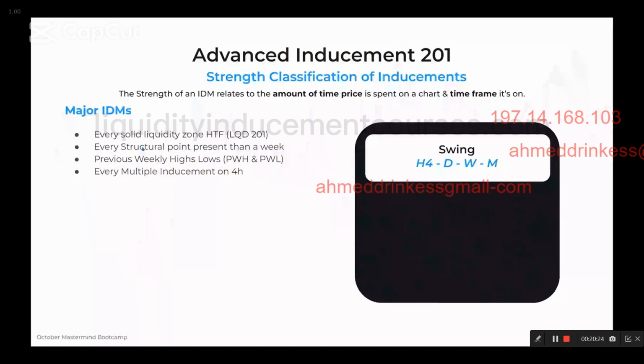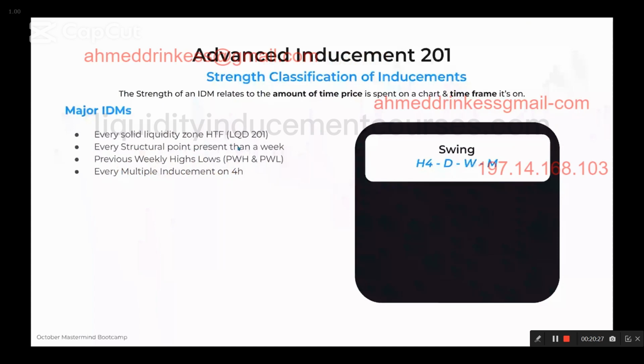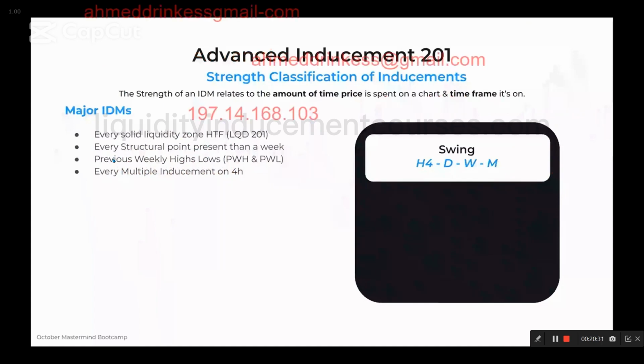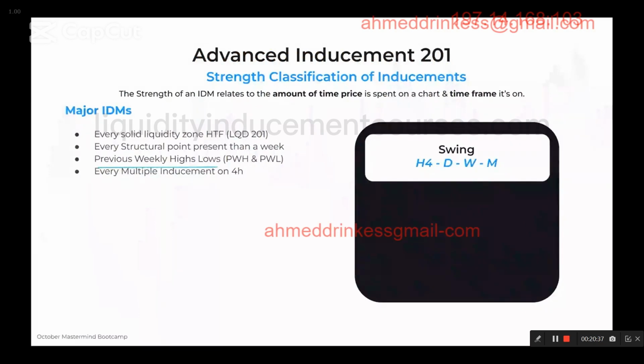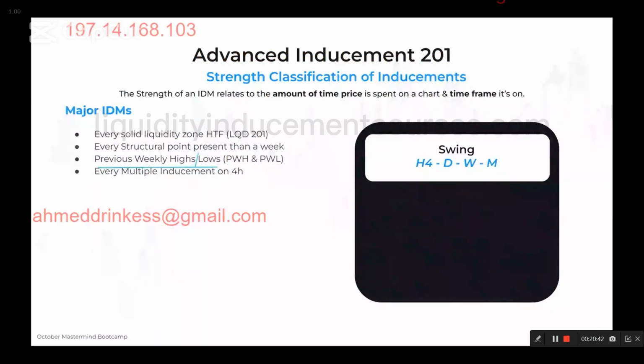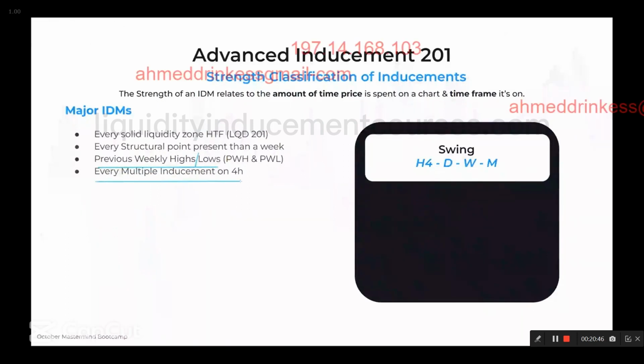This is every structural point present more than a week. This is also inclusive of previous weekly highs and lows. This is also every multiple inducement on the 4-hour time frame. These specifically are key.